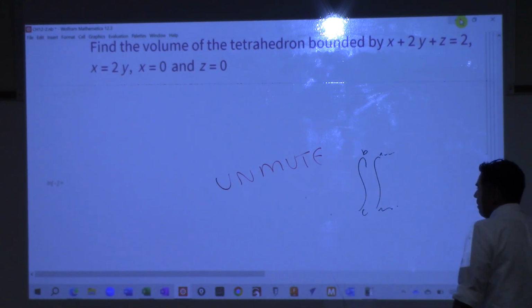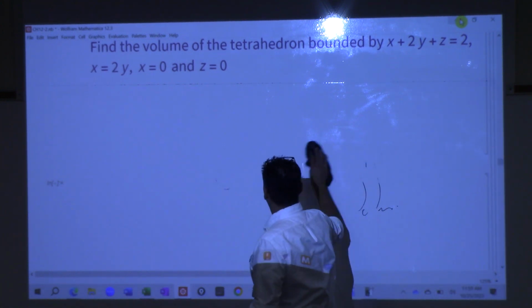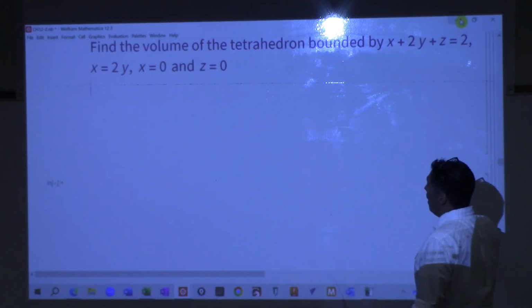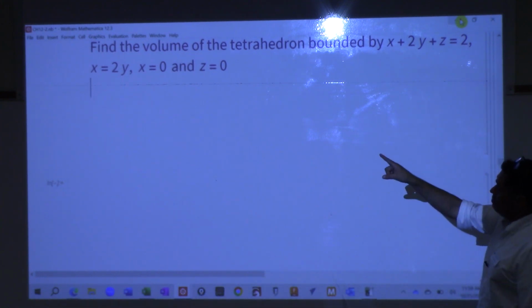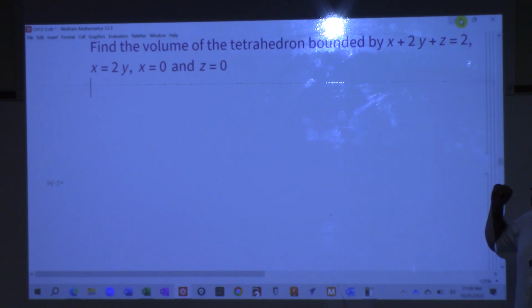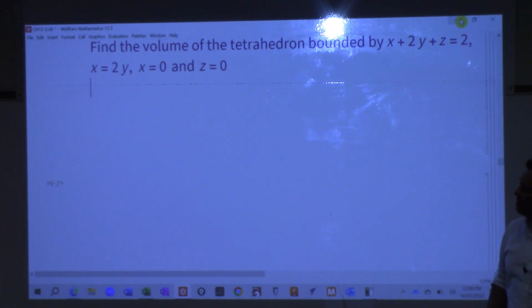So let me talk through it and you tell me whether or not y'all were thinking this, okay? You're trying to find the volume of the tetrahedron bounded by 1, 2, 3, 4 planes. These are 4 planes, right? Let's start with the easy ones. Z equals 0 is the ground, okay? And then you've got x equals 0, which is the YZ plane.